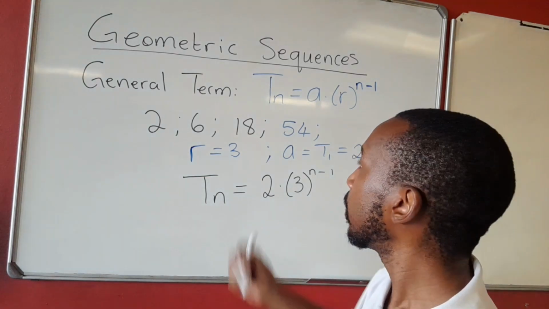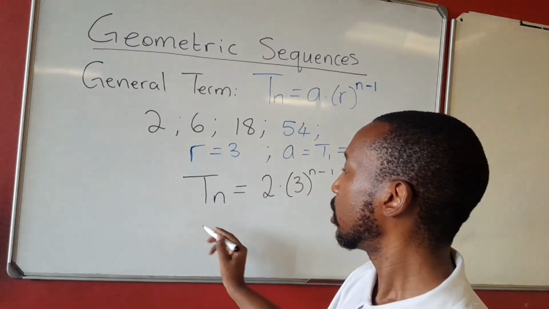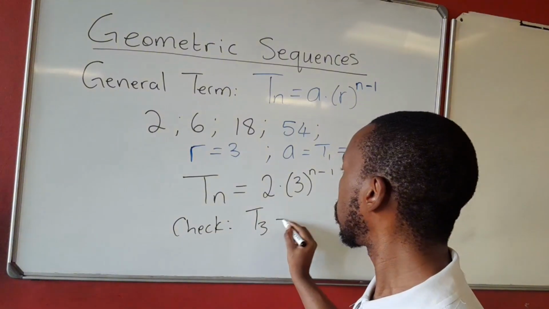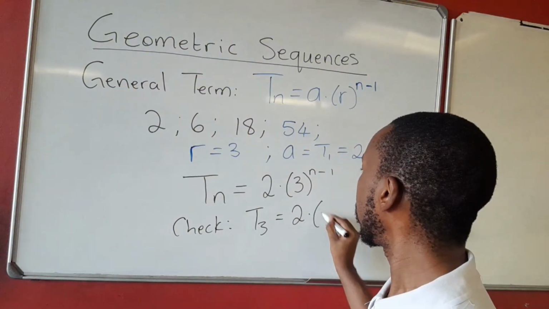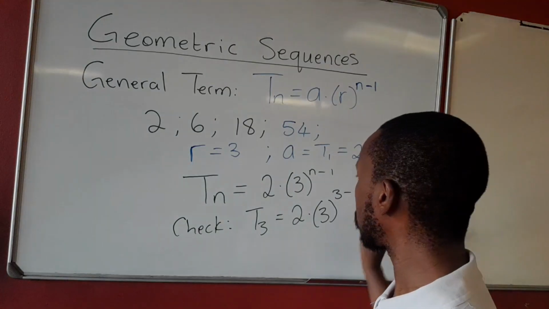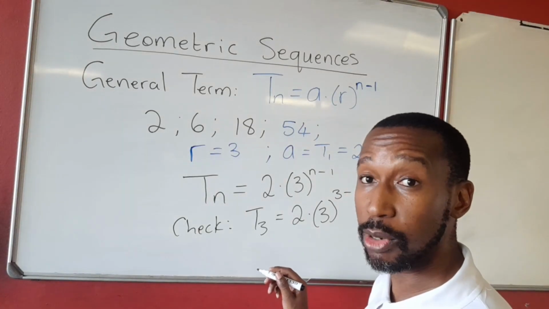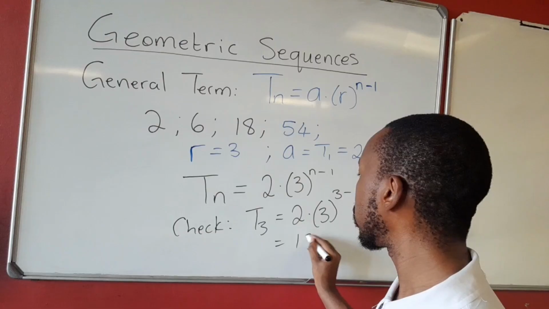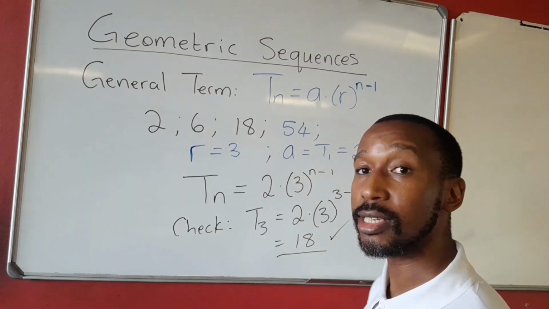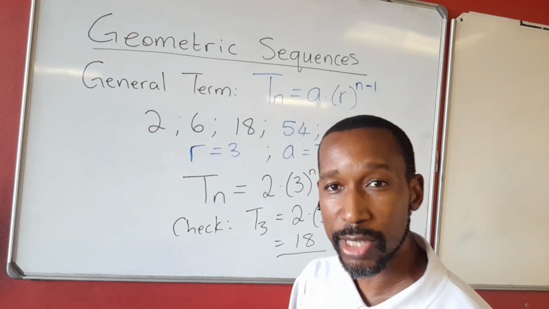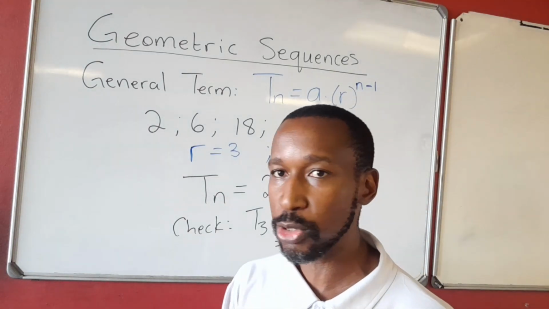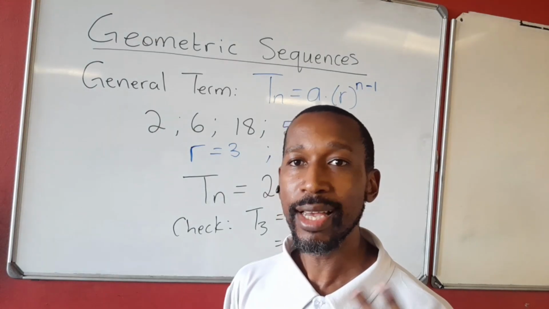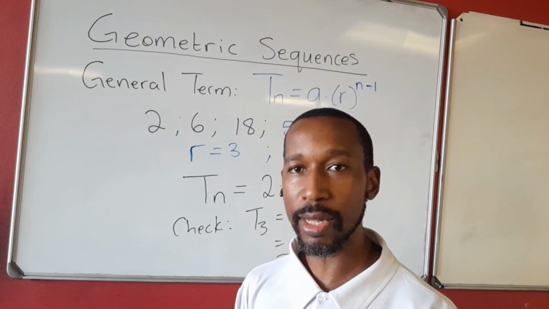So for example, let's check for term number 3. Checking term number 3 would mean that we have 2 times 3 to the power 3 minus 1. You can check that on your calculator, but it will definitely be a 9 here. So 9 times 2 gives us 18. So that is correct. Our pattern is working. Now if you tell me any term number that I need to find, I can definitely find it. So this is what we call a geometric sequence, a pattern that is multiplicative.